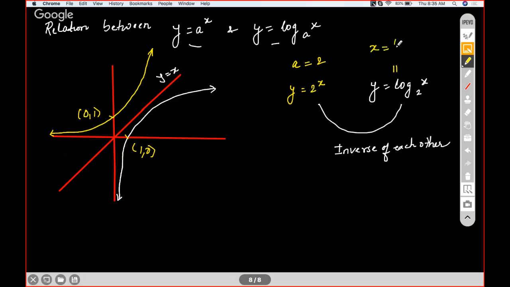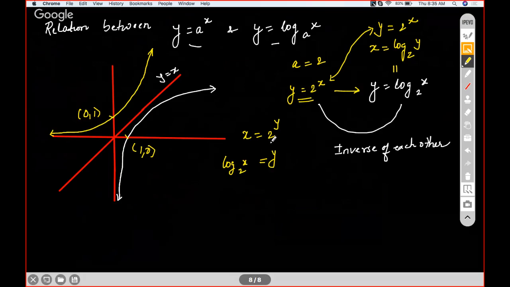So x is log y to the base 2. That means y is equal to 2 to the power x. So I got this function. Here also you swap the positions of x and y, and you'll end up getting this function. So x is equal to 2 to the power y, so y is equal to log x to the base 2. So we got this function back. So in the inverse case, you can get the other function just by swapping the positions of x and y.